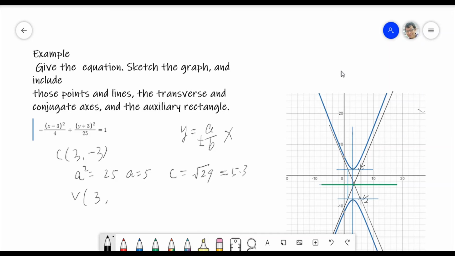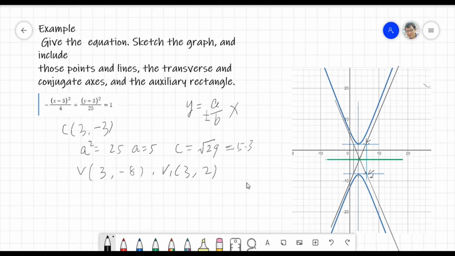Then how about the y-coordinate? So a is 5, and remember our center is negative 3, right? So it can be negative 3 minus 5, so negative 8 is one vertex. The other vertex is negative 3 plus 5, so it's 2. Let's see if we match here. So the vertex 3, negative 8, yeah, this is negative 8, and 3, 2. That's right, exactly right, right?